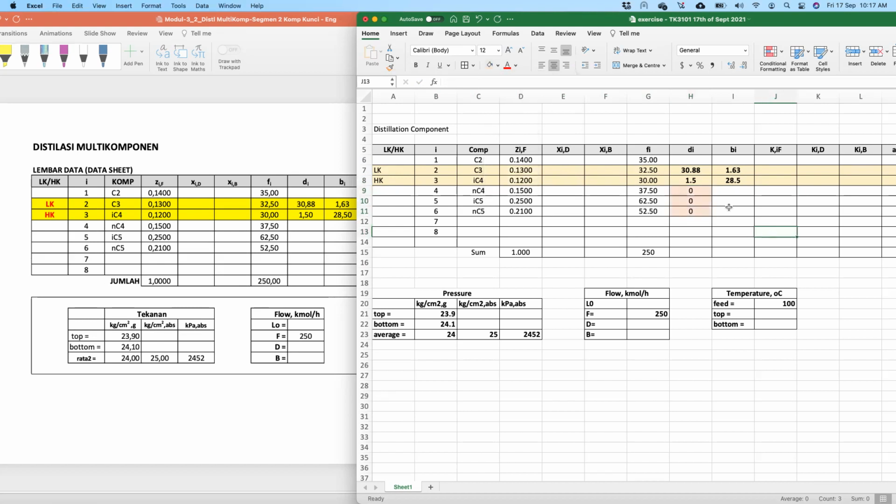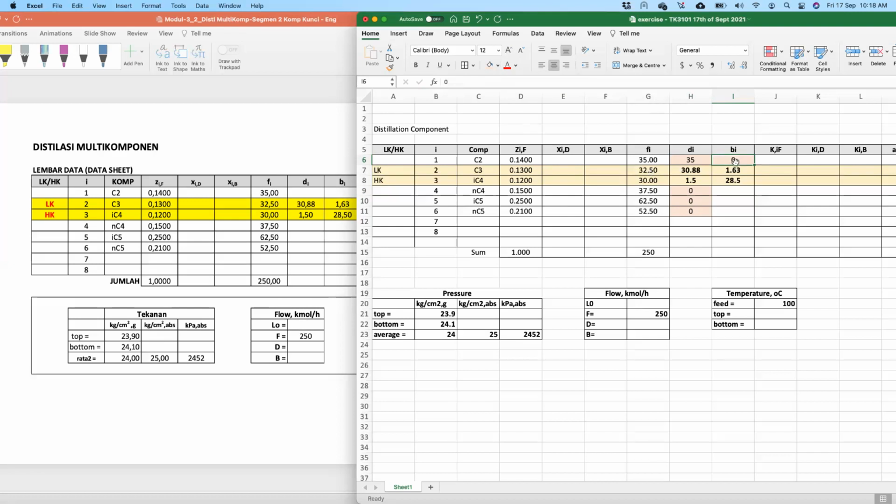Okay, we don't know. And this one, from here, 32.5, 30 goes to distillate. Some of them go to the bottom. So logically, if we have a component which is lighter than this one, all of it should go into the distillate. So I'm going to write this as assumption S35 again, that there is nothing in the bottom for C2, which is the lightest component.